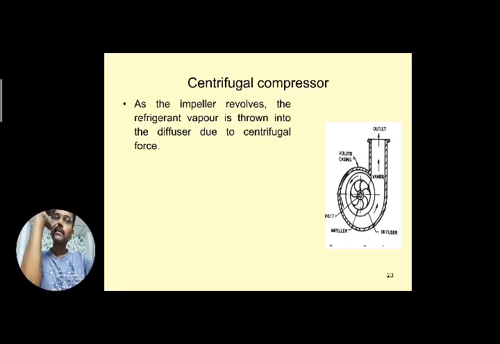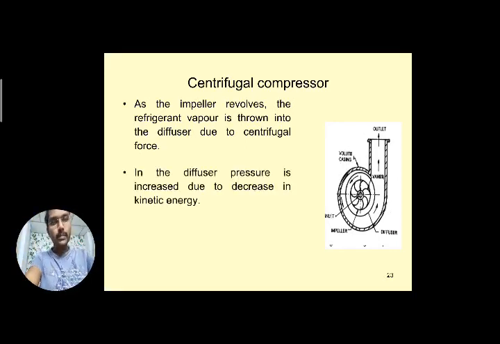Next, in the diffuser, the pressure is increased due to a decrease in the kinetic energy. What happens in the diffuser? Due to its arrangement, the pressure is increased. Due to its increased cross section, compared to the impeller part where the blades are provided, the kinetic energy reduces, and it results in an increase in the pressure when it falls in the diffuser.